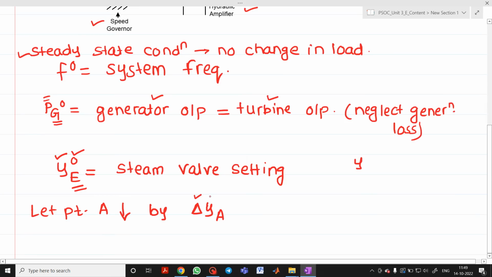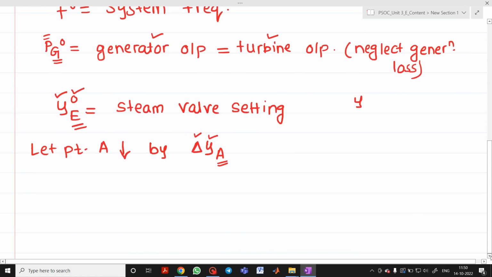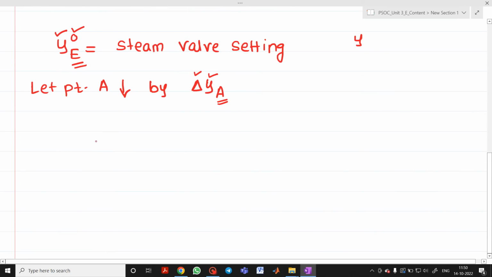Delta is the small change, and Y is because it moves along the y-axis, or vertically, and here we are talking about point A. Now it is the command which causes the turbine power output to change. So here I will write the relationship between commanded power: delta YA will be equal to Kc into delta PC. Mark this as equation number 1.